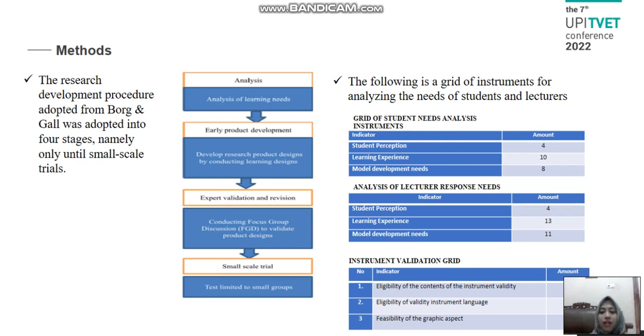So the following is a grid of instruments for analyzing the needs of students and lecturers. The first table is about the grid of student needs analysis instruments, and then the second table is about analysis of lecturer response needs, and the last table is the instrument validation grid.